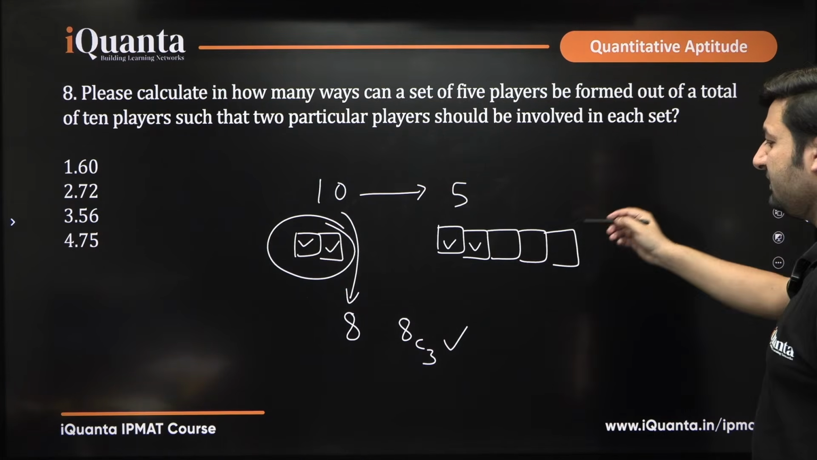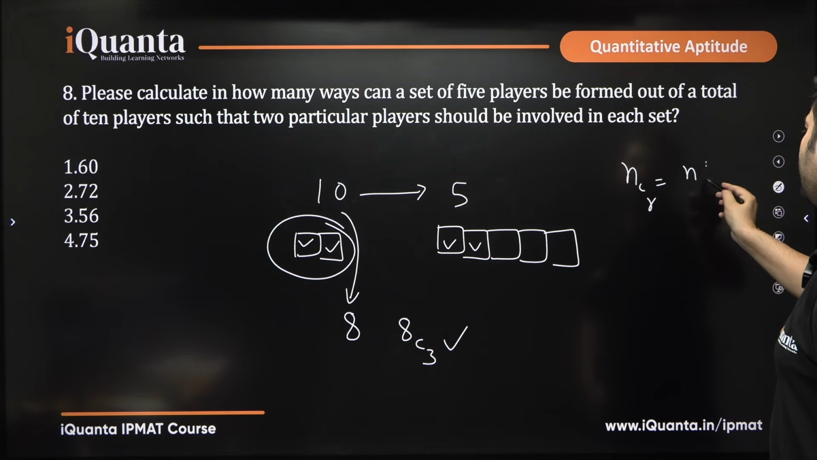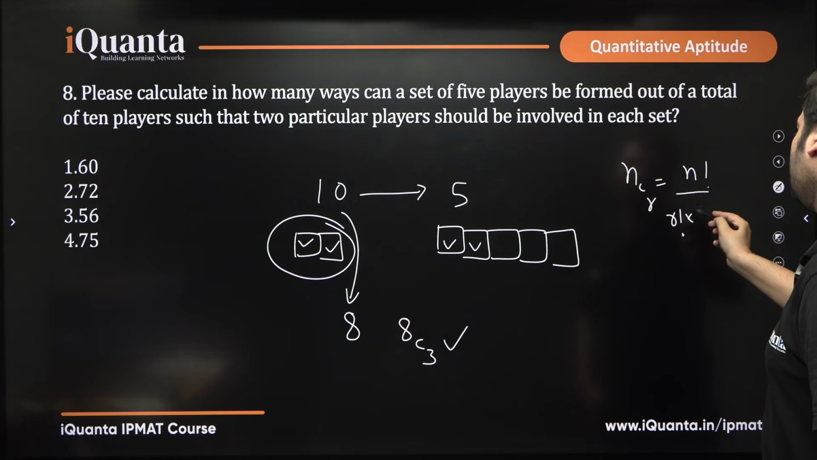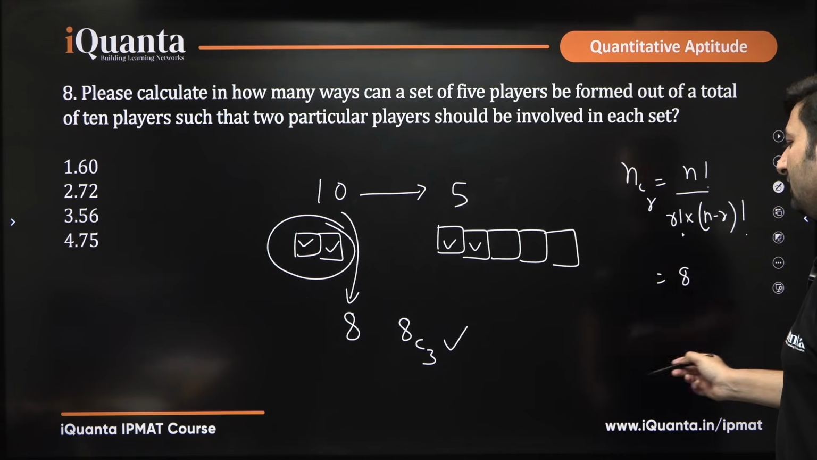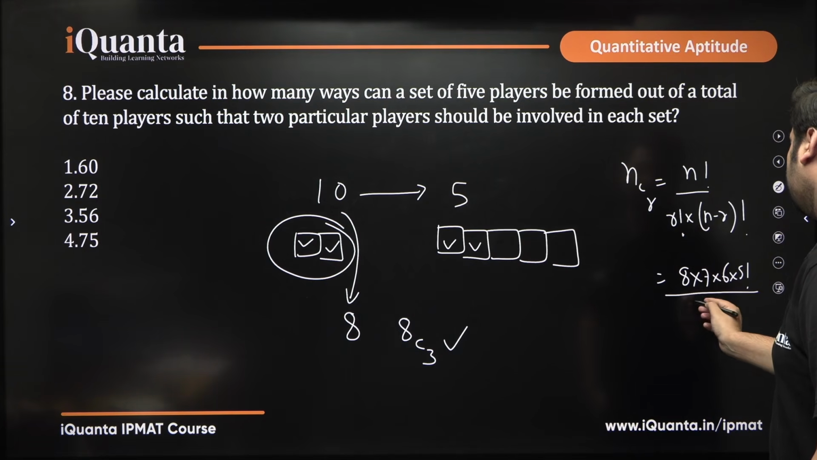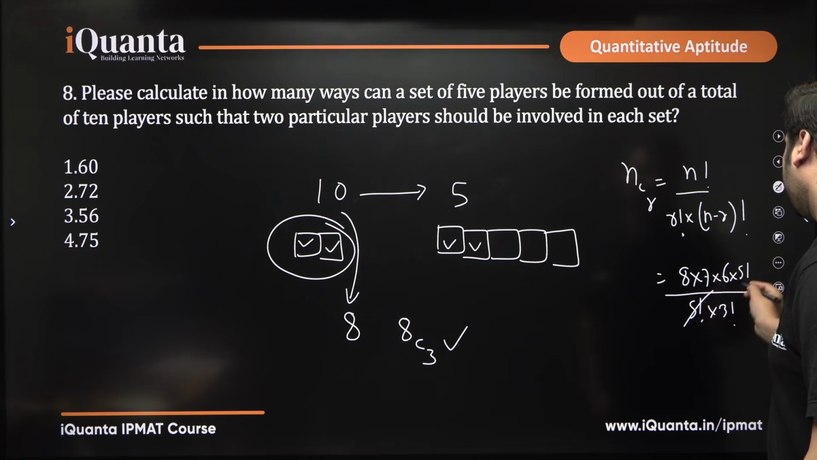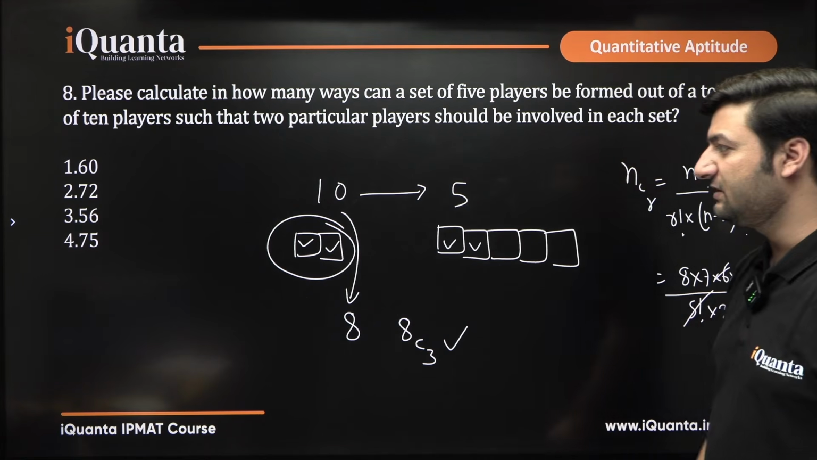8C3 is basically what? NCR. I hope you all know the formula of NCR. N factorial upon R factorial into N minus R factorial, right? So, 8 factorial, that means 8 into 7 into 6 into 5 factorial upon 8 minus 3, that means 5 factorial into 3 factorial. So, 5 factorial is gone, 3 factorial is basically 6, 6 gone, 8 into 7, 56, that is your answer.